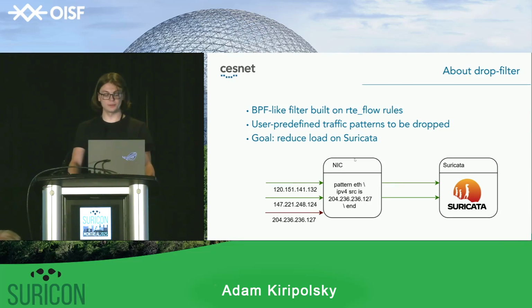it's quite straightforward. We have multiple flows coming into Suricata. We describe with the pattern the flows we want to drop, and just the other flows are passed into Suricata, meaning that Suricata doesn't see the dropped flow at all. It's completely blocked in the NIC, or dropped.